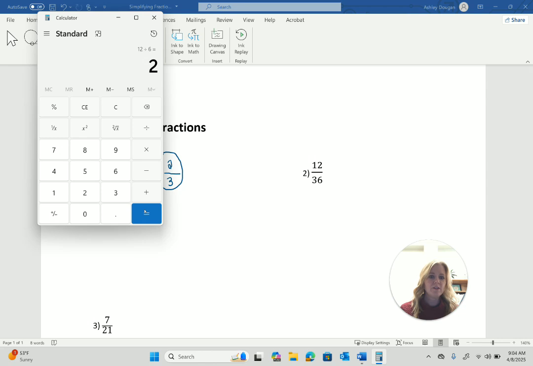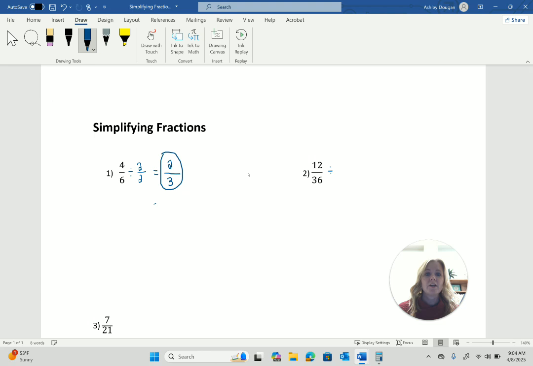Well, 6 works for 12, but remember it also has to work for the bottom number. So 12 divided by 6 works. Let me try if I can divide 36 by 6 and see if that will work. And it does. So that means I can reduce this fraction by 6. So I'm going to reduce the top and the bottom by 6. So 12 divided by 6 we said was 2, and then 36 divided by 6 is 6. And I got 2/6.